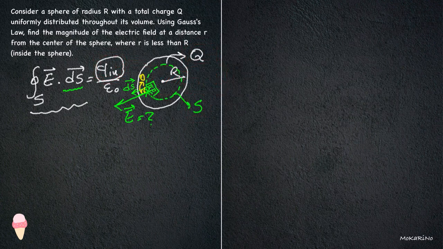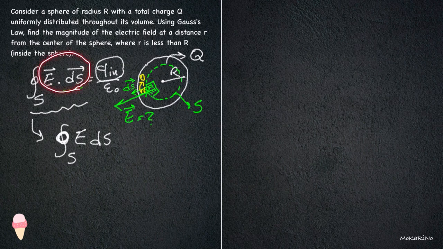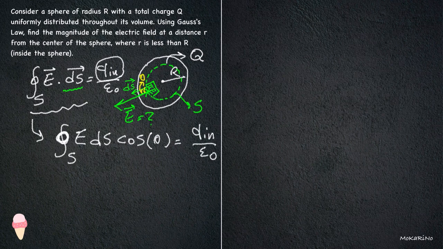Okay, let's come back to our equation. I want to open this part. I can say integral over the closed surface of E dot ds. This is the dot product. So I can open it like this: E ds cosine of the angle between E and ds, which is 0, equal to Q in over epsilon 0.